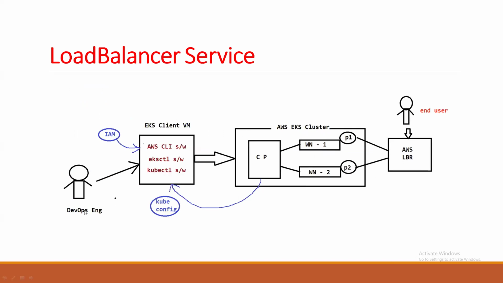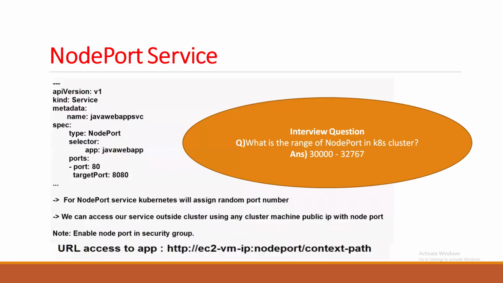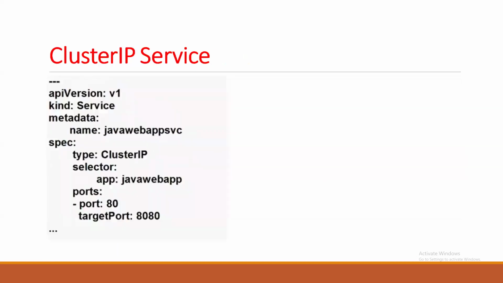So for the load balancer service, the DevOps engineer creates the kube config with IAM on the remote machine. Then you create the control plane and the two worker nodes having the pods P1 and P2. This is created as an AWS load balancer. When the end user clicks, it automatically comes to the load balancer. Based on the traffic, it will go to P1 or P2. Guys, understood? So here type equal to load balancer, here type equal to node port, and type equal to cluster IP.